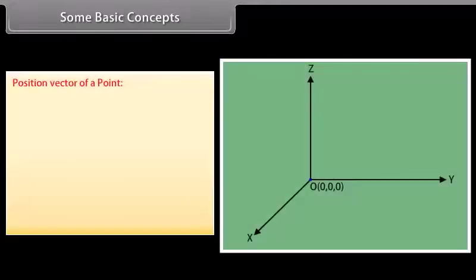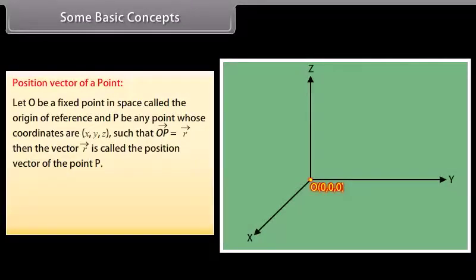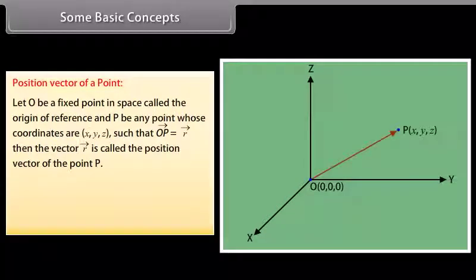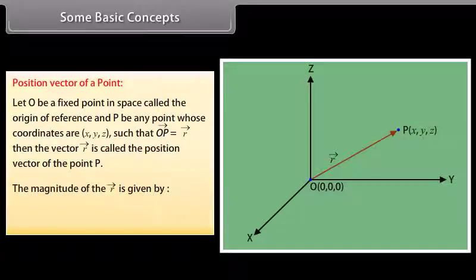Some basic concepts. Position vector of a point. Let O be a fixed point in space called the origin of reference and P be any point whose coordinates are x, y, z such that vector OP is equal to vector r, then the vector r is called the position vector of the point P. The magnitude of the vector r is given by mod of vector r equals square root of x square plus y square plus z square.